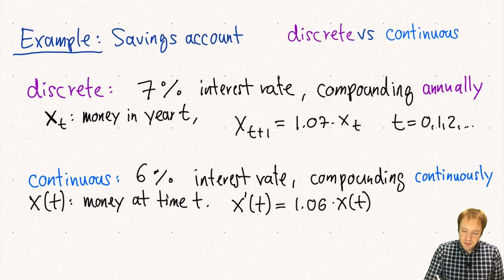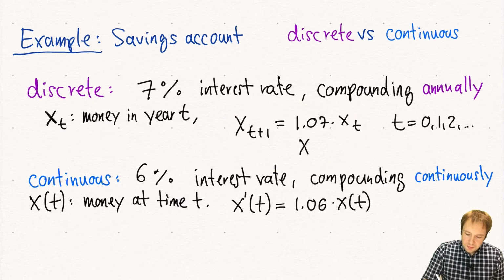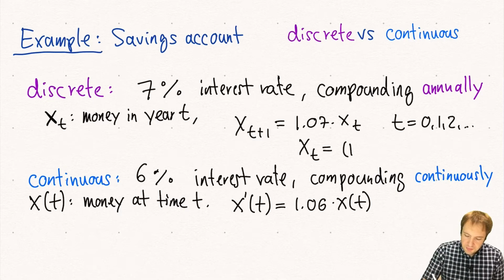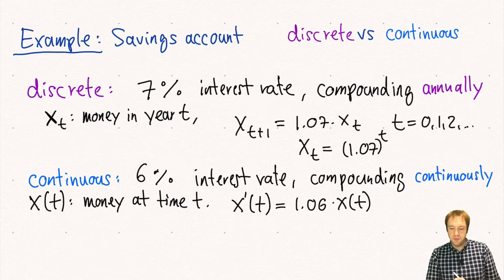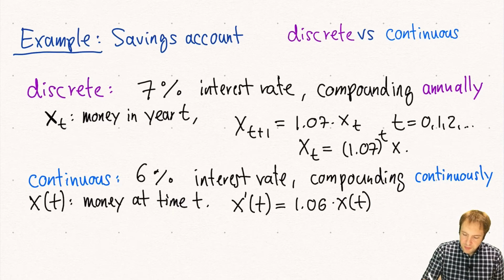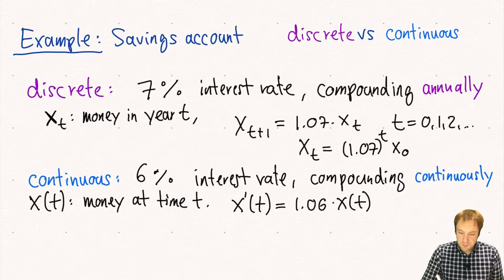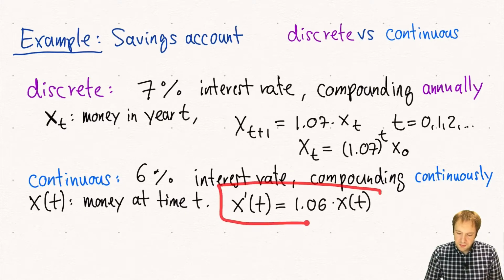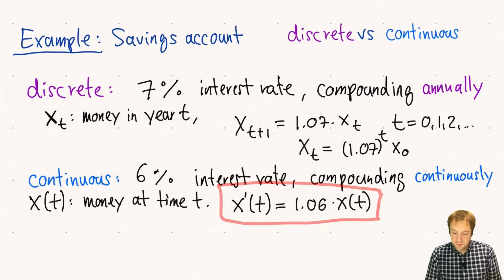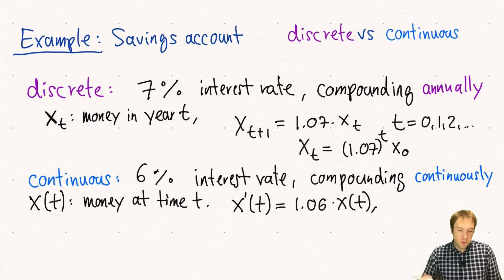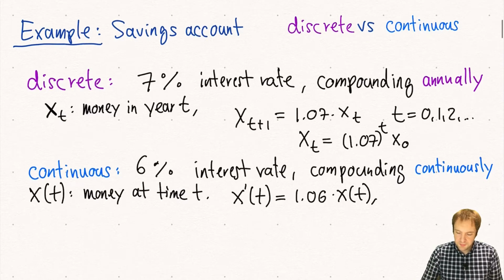And in both cases, you might be interested in, well, how much money do I actually have after 10 years? So in the discrete example, it's easy to see that x_t after t years is just you multiply t times with this 1.07 with your starting money. And in the continuous example, we need to ask what kind of function satisfies this differential equation here. And this we already had as an example, and we will also talk about this in a second.